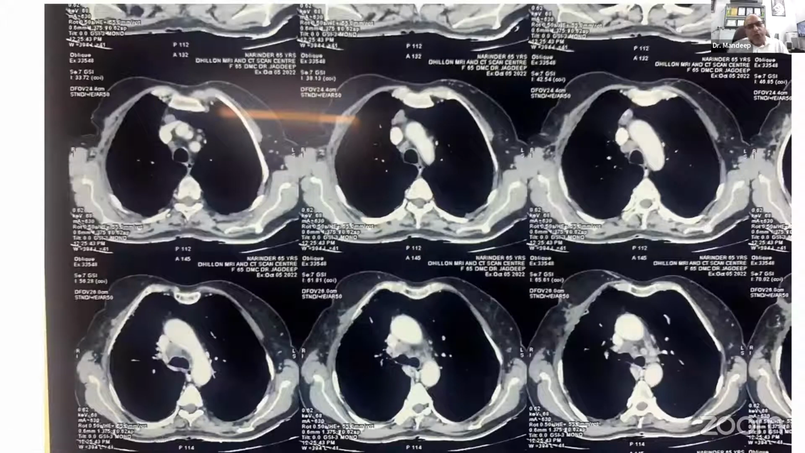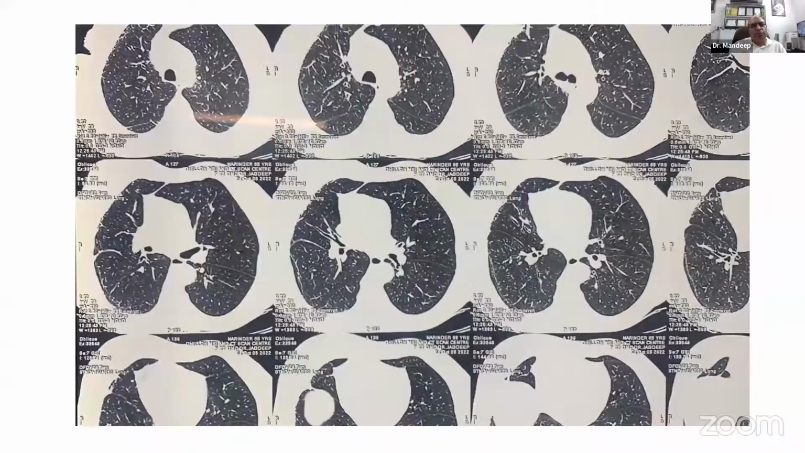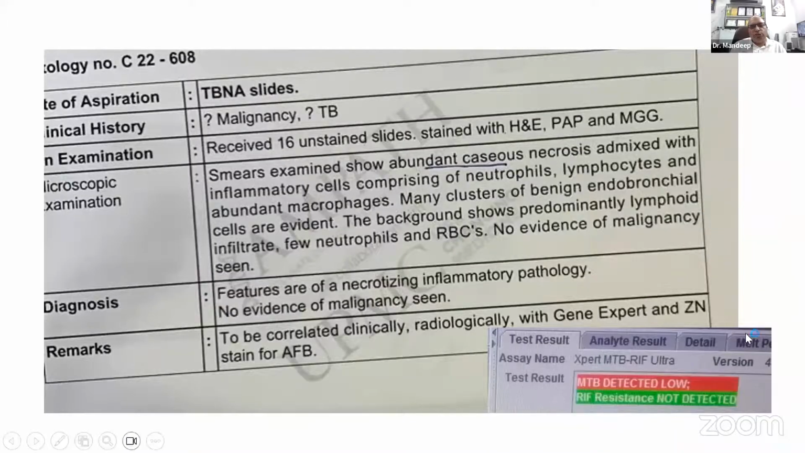So this case presented to Dr. Jagdeep, and we did the EBUS in this case, and it came positive for MTB. So the patient was initially referred for modified chemotherapy to some other oncologist, but then came to Dr. Jagdeep, and subsequently I did the EBUS here.